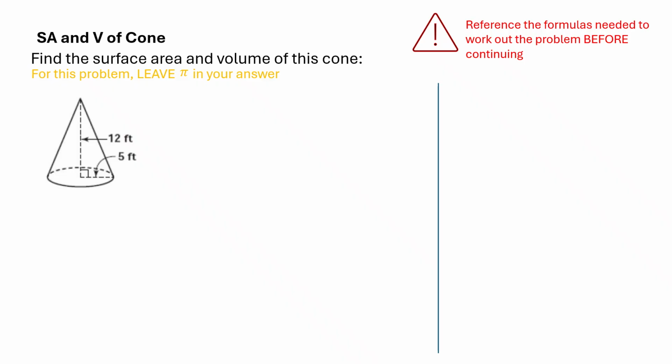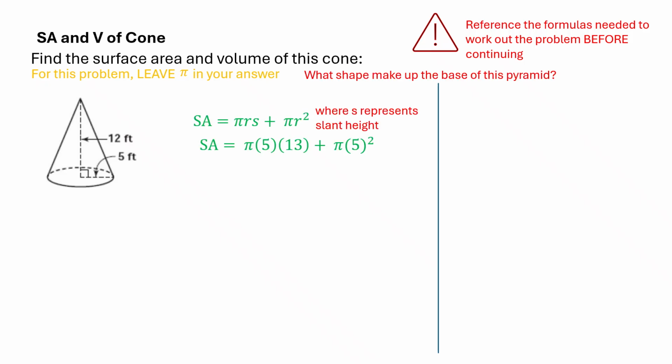Copy down the problem, pause the video to work it out on your own. Resume the video when you're ready to check yourself. Did you catch that extra step needed for the slant height? So for slant height, S represents slant height, which is 13. But where did the 13 come from?